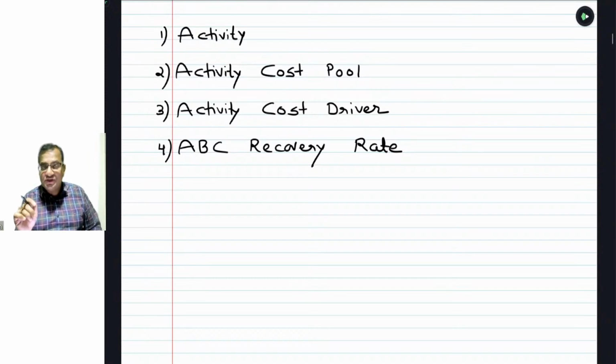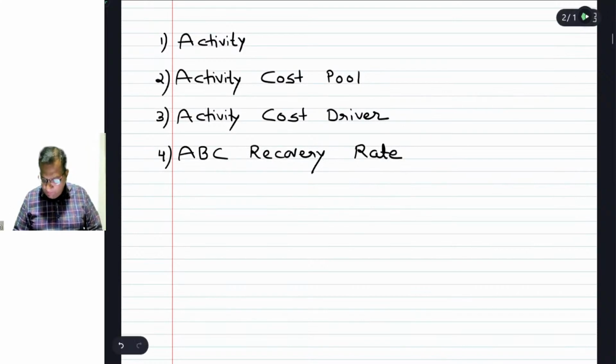And for each and every activity, we will find out a recovery rate. So in a mid-size organization, whenever activity-based costing is implemented, then minimum 45 to 50 recovery rates are to be found out. I will give an example that will provide more clarity. What do you mean by activity?